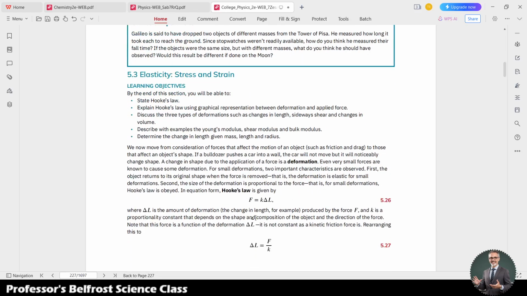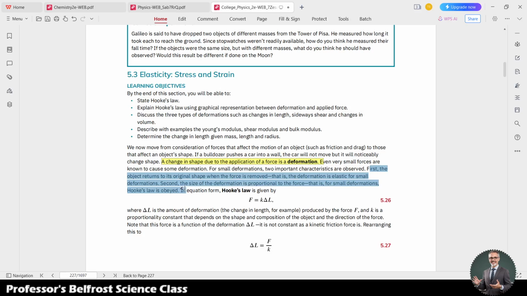Now let's discuss a little about elasticity. So there are stress and strain. A change of shape due to application of force is called deformation. First, the object returns to its original shape when the force is removed; then the deformation is elastic for a small deformation. Second, the size of the deformation is proportional to the force.